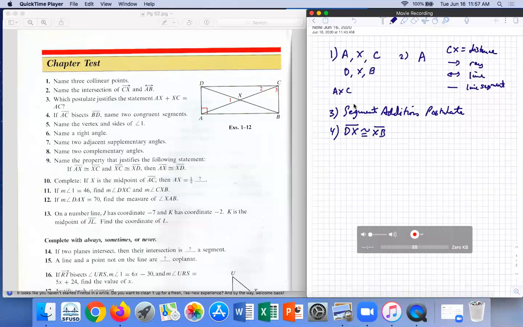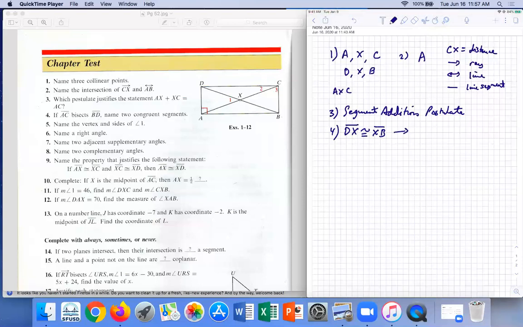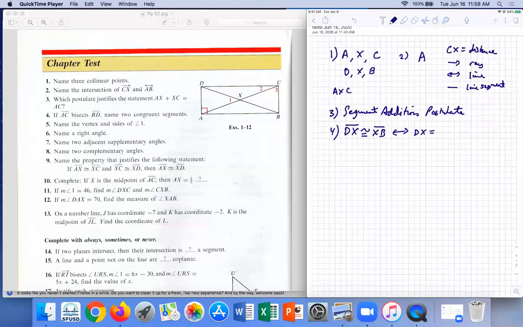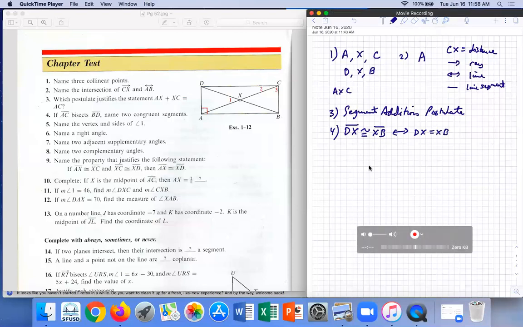Again, notation matters. If you look at the notation, this is the symbol for congruence. Segments are congruent. Let me review the definition of congruent segments. By definition, congruent means this. I want to put a double arrow because definitions are biconditional. Is it biconditional? It is biconditional. It goes both ways. So if two segments are congruent, their lengths are equal, right? So these are just notation.